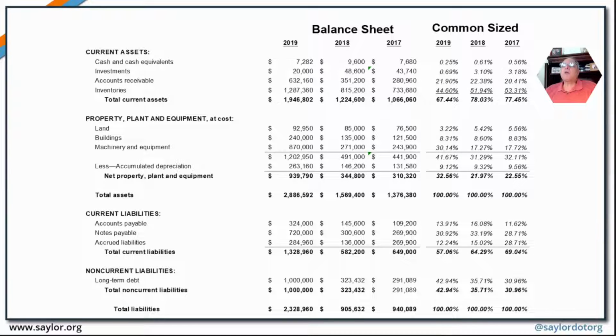Note that although sales increased in 2019, the inventory has actually decreased. 3 years ago, it was at 53%. Now it's at 44%. So sales increased, inventory went down. Now that could be a good news story.